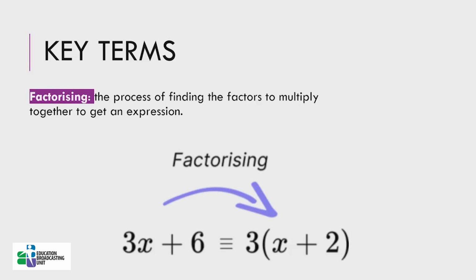Factorizing. Now, factorizing is a process of finding the factors to multiply together to get an expression. So, 3x plus 6 is the same as 3, open bracket, x plus 2. When we multiply 3 and x, we get 3x. And when we multiply 3 times 2, we get 6. Remember, anytime you see a number outside of a bracket, it means that all the terms inside the bracket should be multiplied by that number outside the bracket, therefore creating factors.